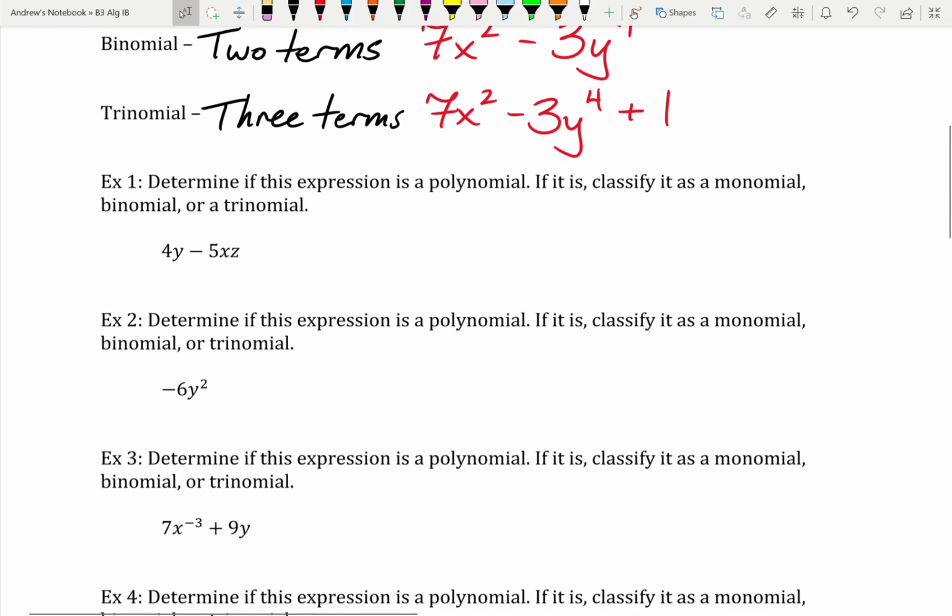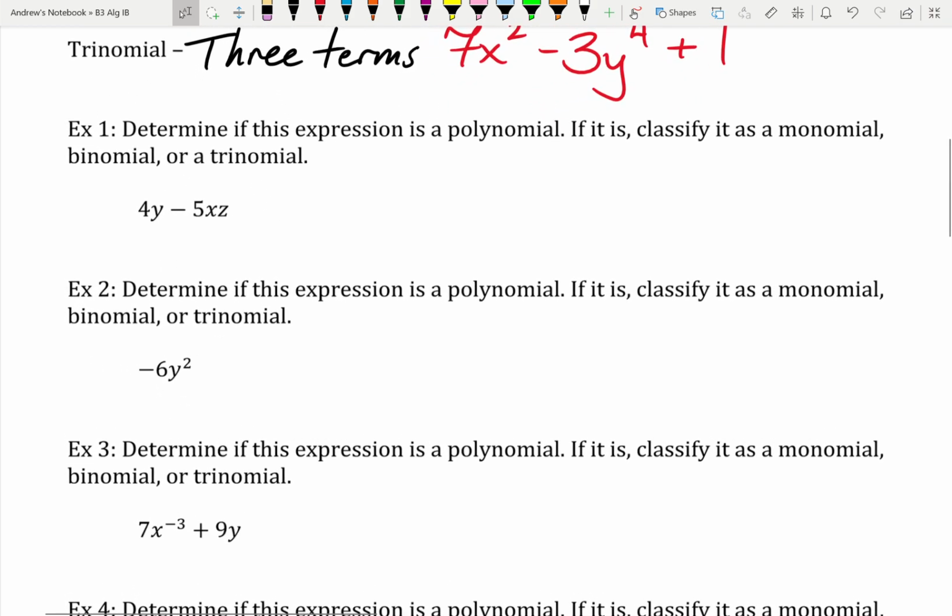So what we're trying to see is, is this thing a polynomial? If it is, we want to tell whether it's a monomial, binomial, or trinomial. It looks like a polynomial. I've got these two different chunks, this 4y and this 5xz, and just separating them in the middle is a minus sign. So that is a polynomial. To figure out whether it's a monomial, binomial, or trinomial, all I'm doing is taking a look at how many different chunks I have. 4y is one term, and 5xz is another one. So if I've got 2, that is a binomial.